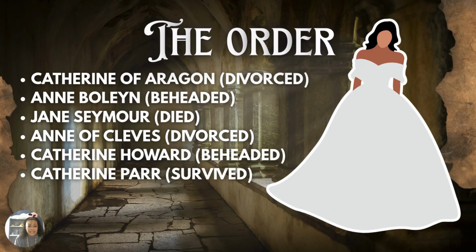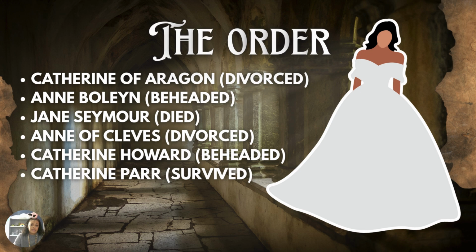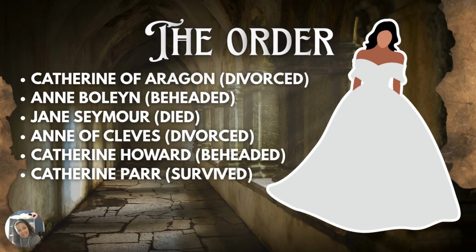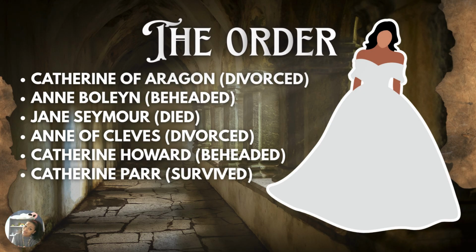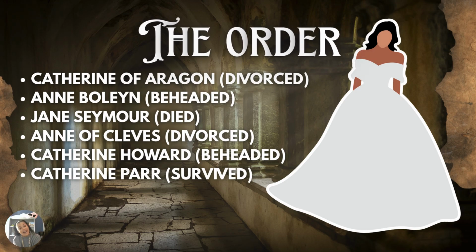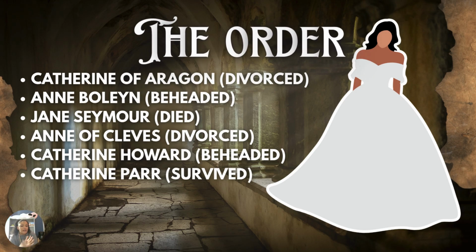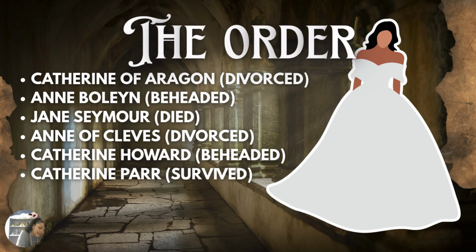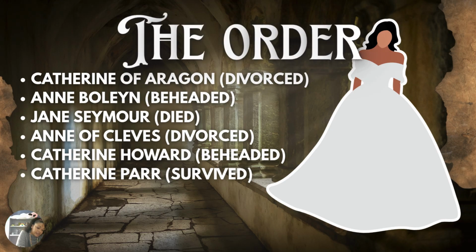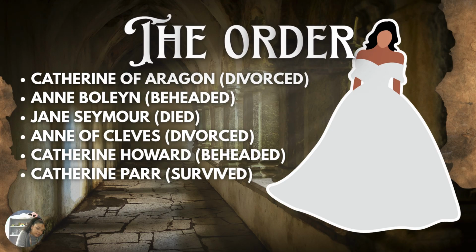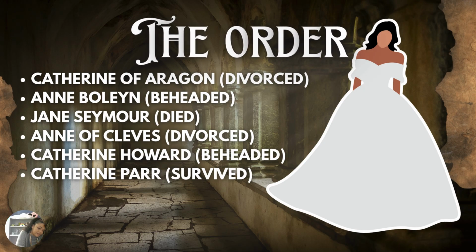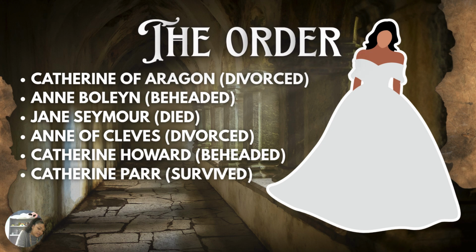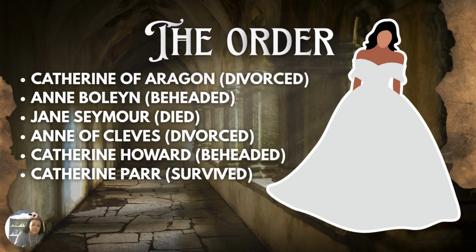So the order, we are now on the last page. Slide 17. Catherine of Aragon, Anne Boleyn, Jane Seymour, Anna Cleves, Catherine Howard, Catherine Parr. And the song for this goes, divorced, beheaded, died. Divorced, beheaded, survived. Divorced, beheaded, died. Divorced, beheaded, survived. Let's fill our blanks in. I'm going to say it like that again. Divorced, beheaded, died. Divorced, beheaded, survived. That is our order.